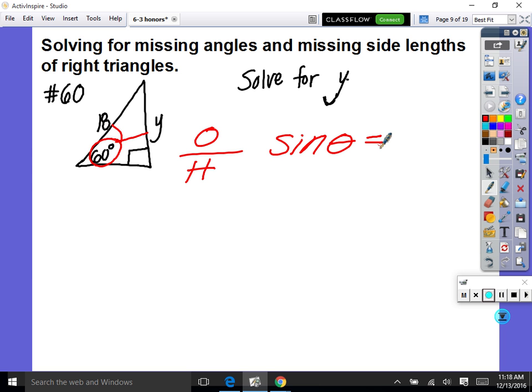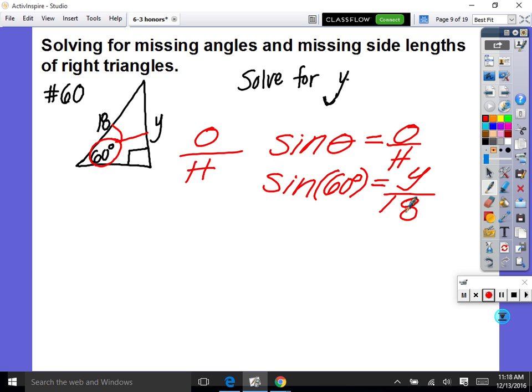So look, sine of theta equals opposite over hypotenuse. Now let's plug in what we know. Sine of what is theta? 60 degrees. And then what is opposite? Y. What's hypotenuse? Now solve for y using algebra. What will we do to get y alone? Multiply by 18, right guys?